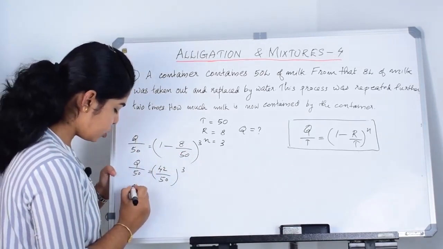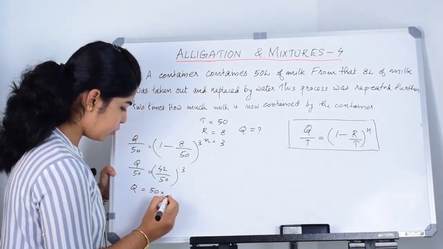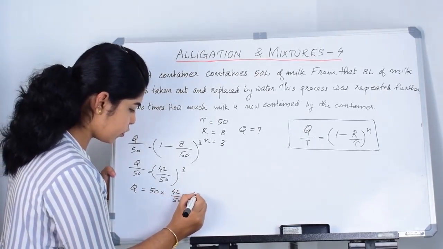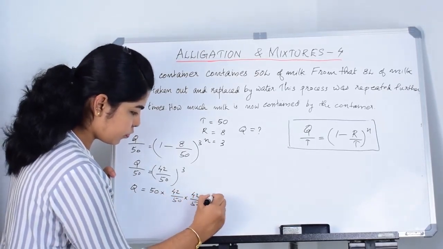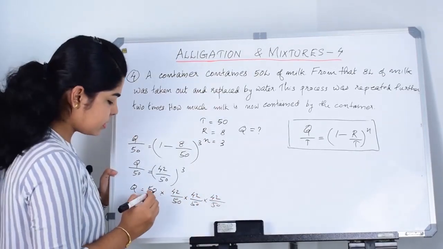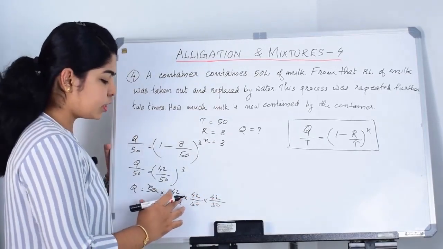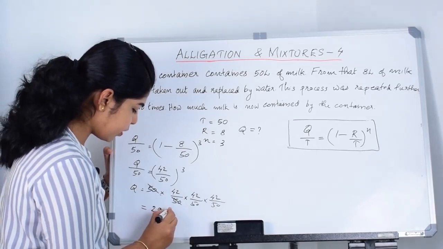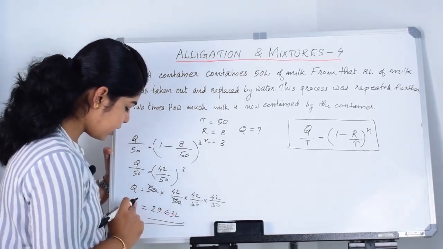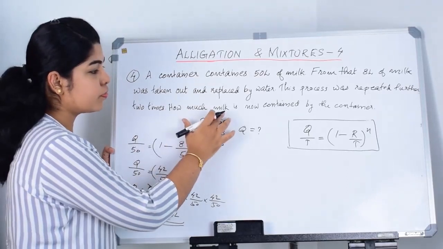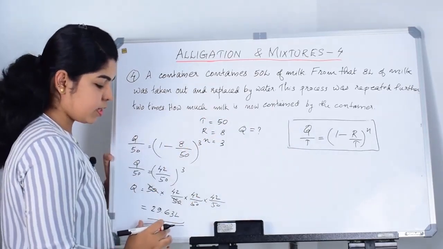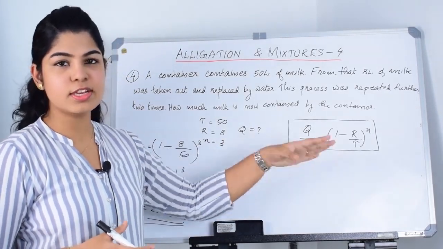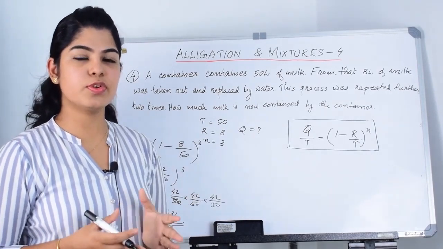So we can write it as Q is equal to 50 into 42 by 50 into 42 by 50 into 42 by 50. So we will cancel this 50 and 50. By calculating 42 into 42 into 42 by 50 into 50, we will get the final answer as 29.63 liter. So the final answer, which is the quantity of milk now contained by the container, is 29.63 liter. So mixture and replacement problems can easily be solved by using the given formula. So please try to learn this formula by heart before you go for your exam.